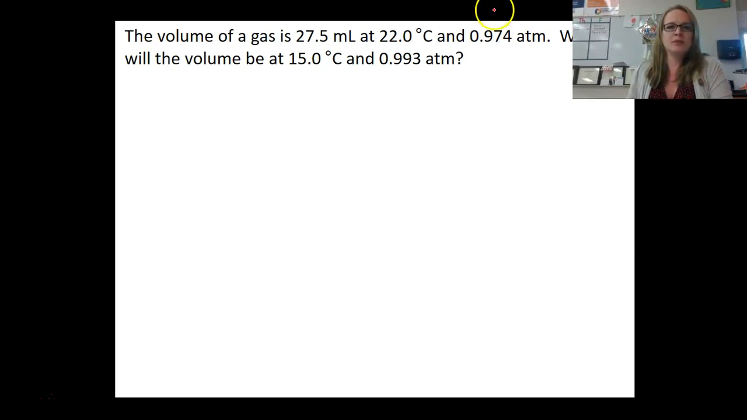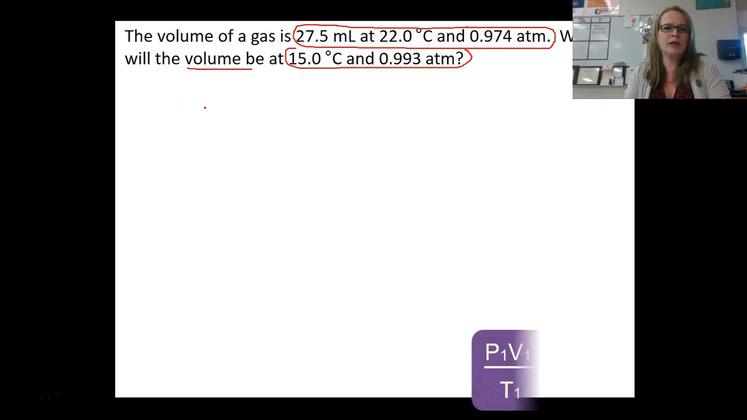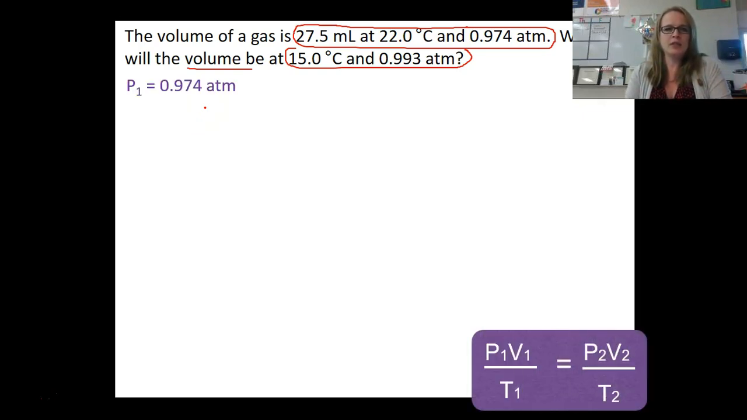So notice this one's easy. They're set up so all the variables are kind of together. So this is one set, and then they give us this other set, and they're asking for a volume. So that's what we're going to solve for. Let's pull those out. Handy dandy equation down there are P1, V1, and T1. And converting T1 to Kelvin, you get 295.